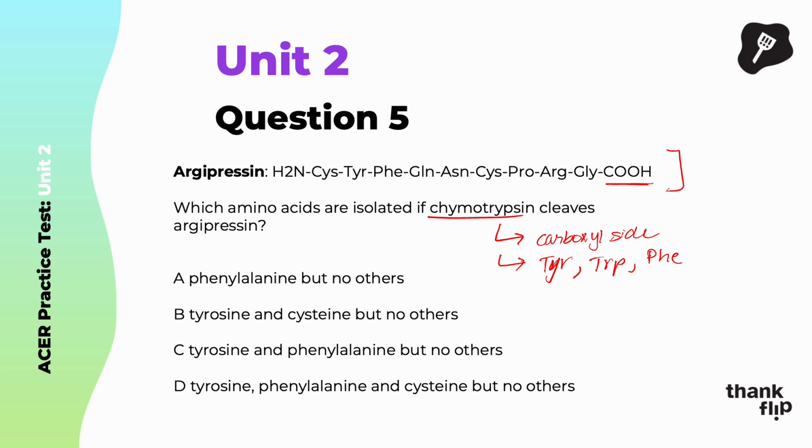So we have cysteine, then we have tryptophan here, tyrosine here. So we know that it's going to cut there. Then we continue. We have phenylalanine right there, so it's going to also cleave here. Then we continue, and we see that these three don't come up again. So basically, you're going to be left with a chunk that's this chunk, and this chunk. And so the only amino acid that's isolated is phenylalanine. So the correct answer here is A.